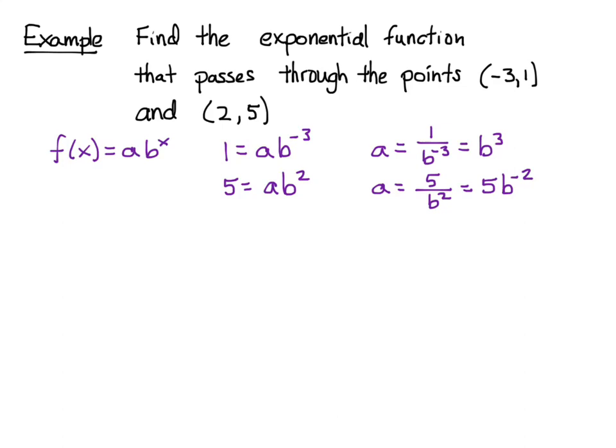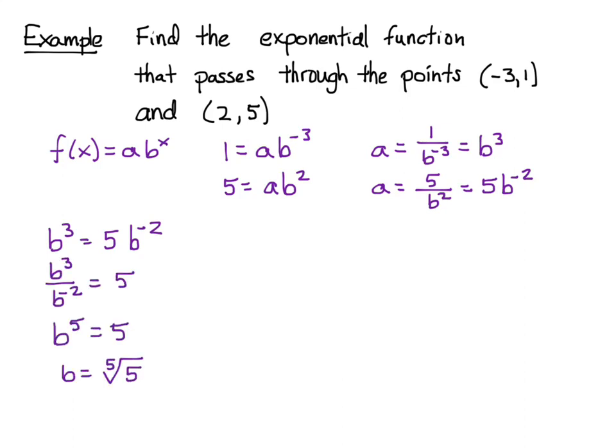And now, since we have a, we can equate those two, right? In the first equation, we get a equals b cubed. In the second equation, we get a equals 5b to the -2. And so we can make those two equal. And then all we do is solve for b. Since you're all experts at manipulating exponents now, we find that b equals the 5th root of 5.